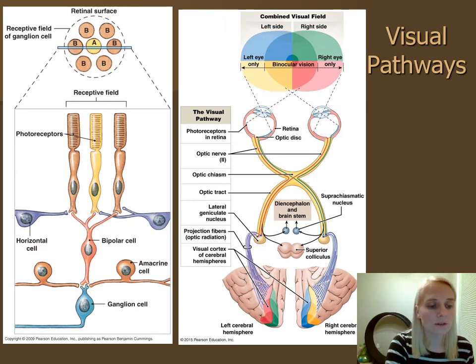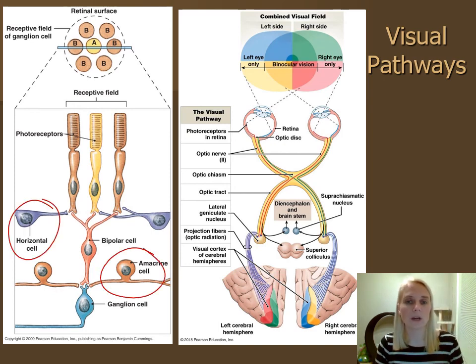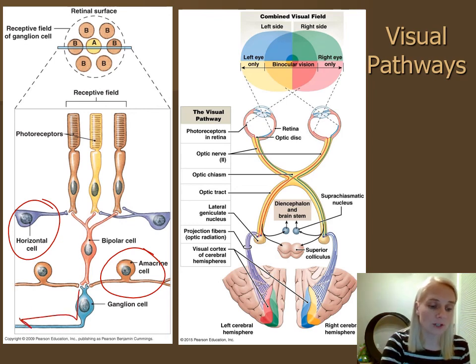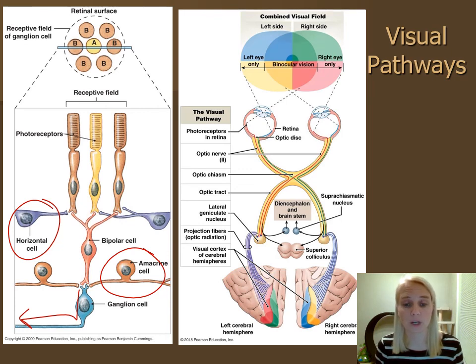And then here are our horizontal cells and amacrine cells. They just help to regulate and intermingle, what's the right word I'm looking for? Interfere is not the right word. Facilitate or inhibit these signals as they're coming from the rods and cones to the bipolar to the ganglion cell. So a lot of convergence and processing of that information before the signal actually leaves the eyeball through the optic nerve.